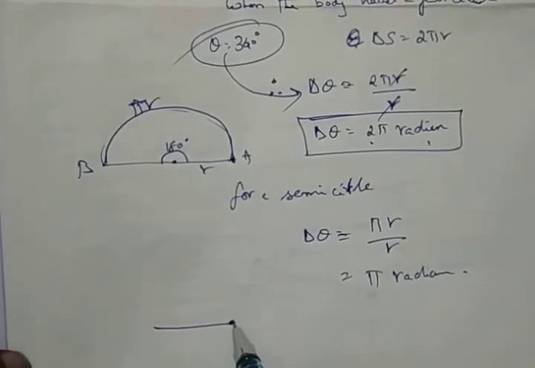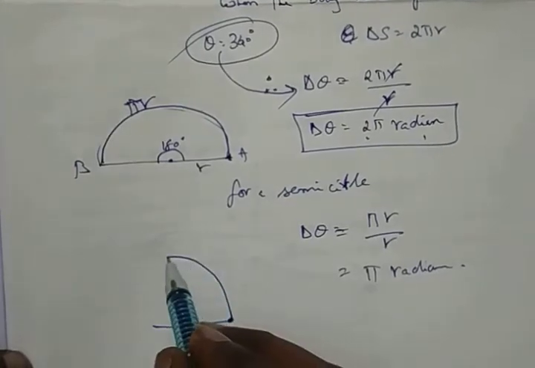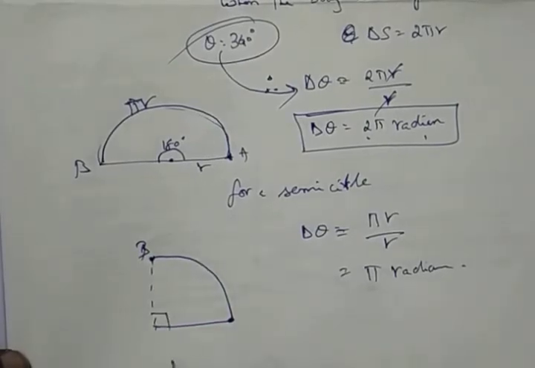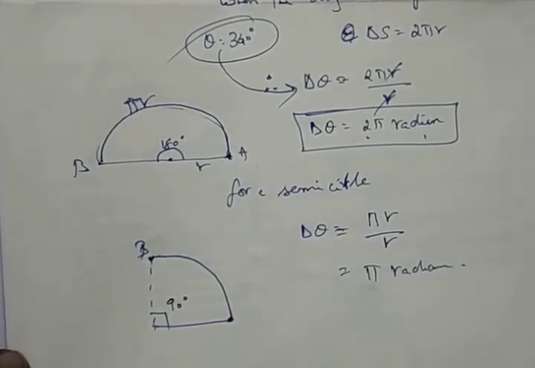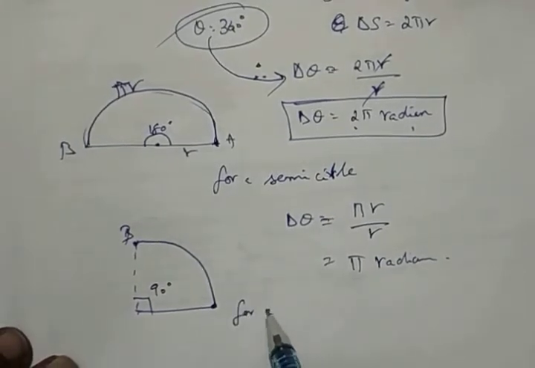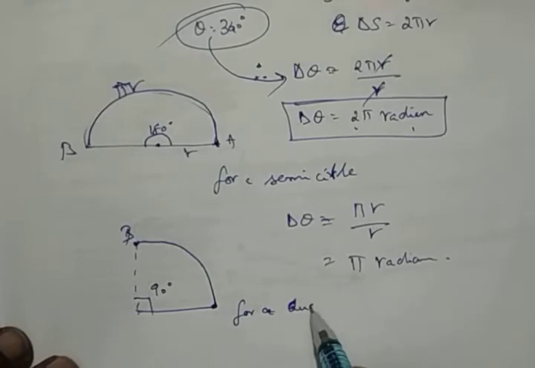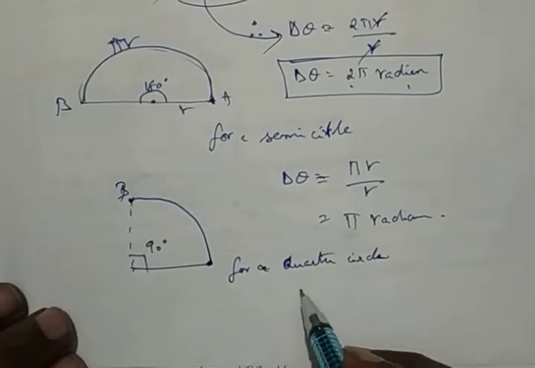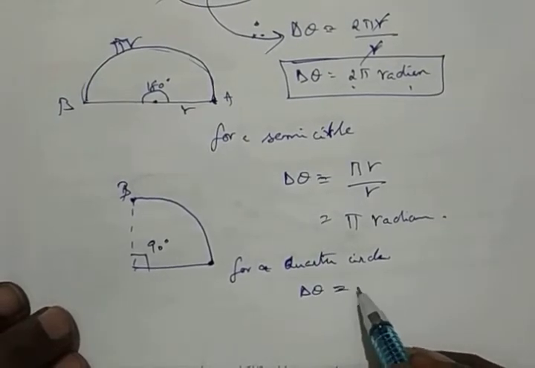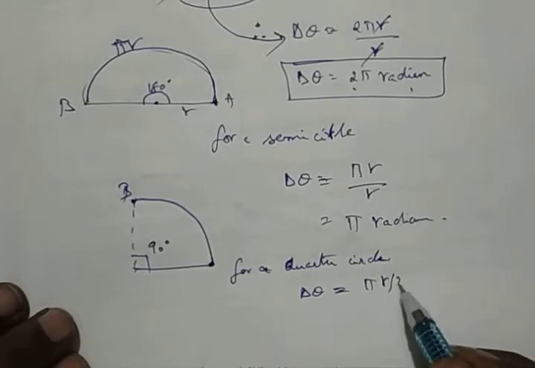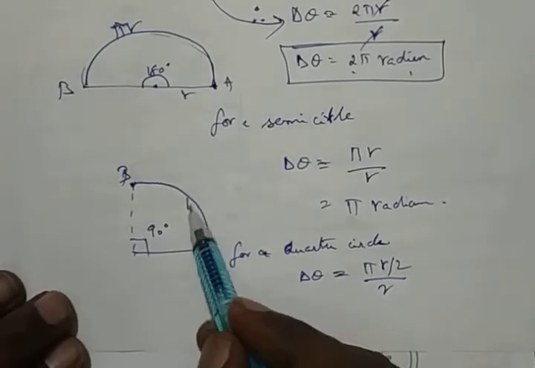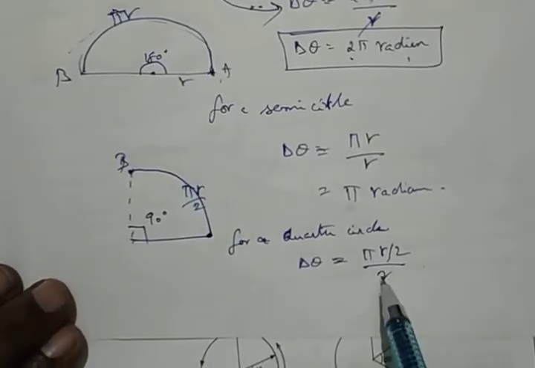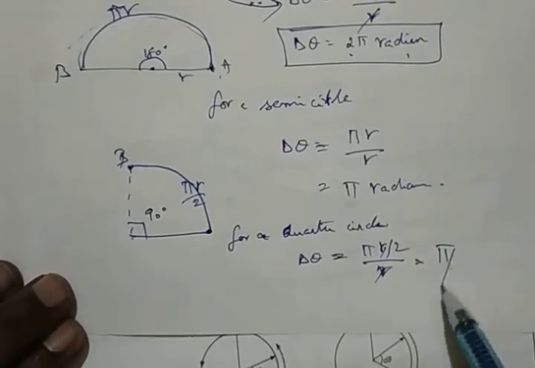But a body is here, it goes till this point. This is B. 90 degrees. What is the radian? For a quarter circle, when a body travels for just a quarter circle, theta is equal to how much? Pi r by 2 upon r. What is this? Pi r by 2, because pi r is the whole thing, so pi r by 2. Pi r by 2 upon r. So r gets cancelled. It is pi by 2 radians.